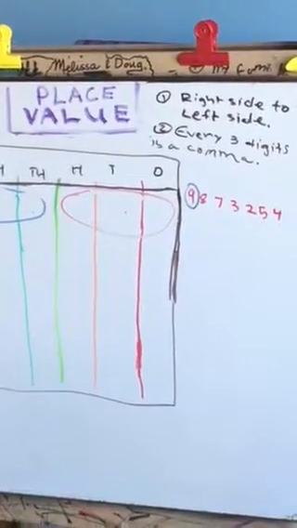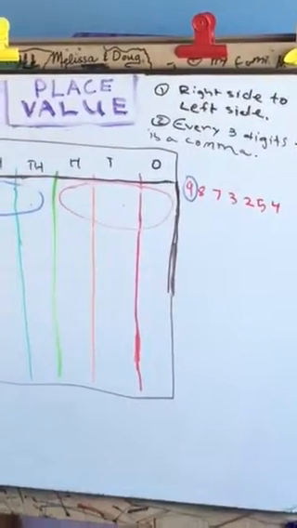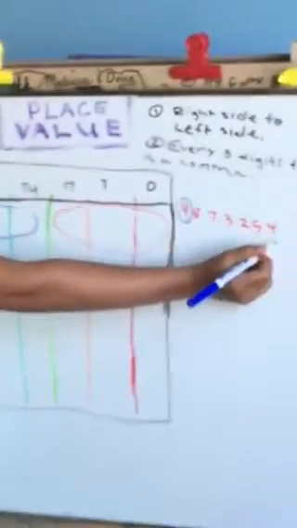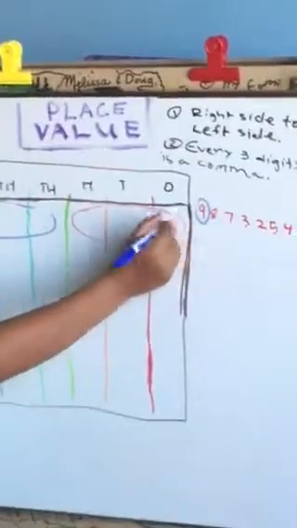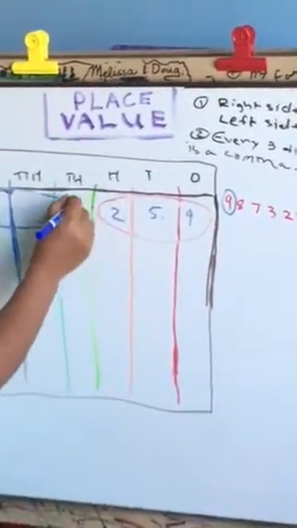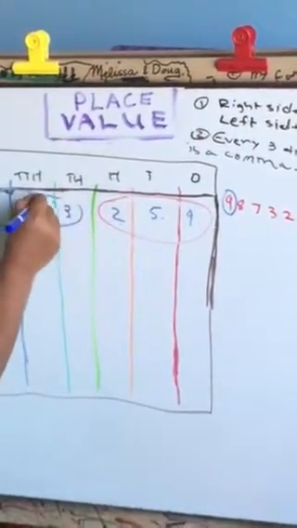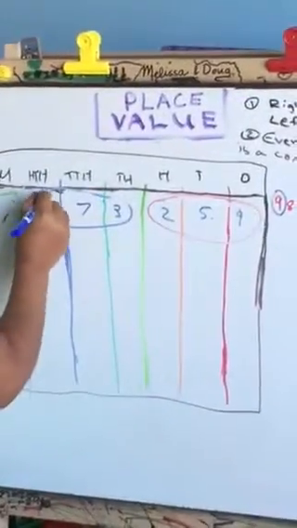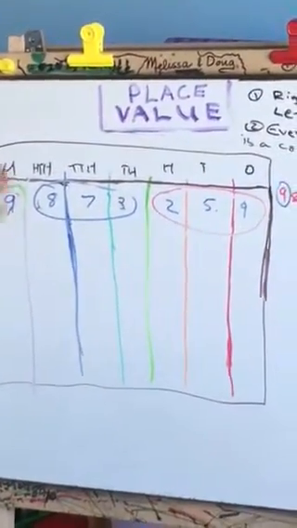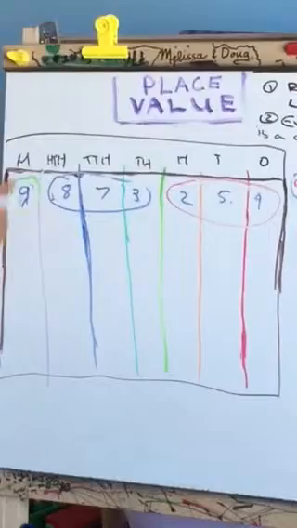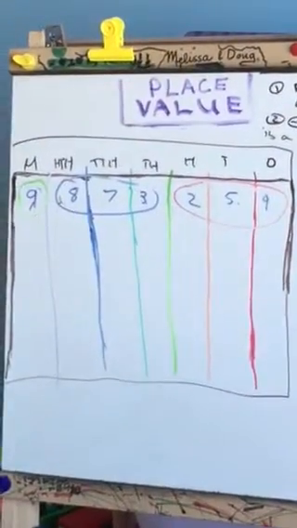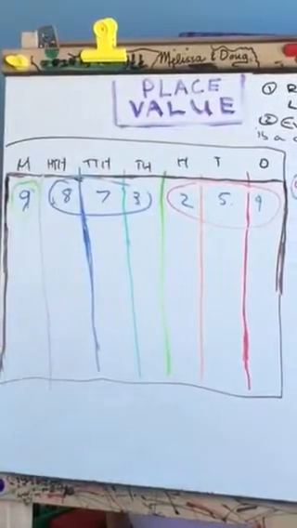Now, if you don't know the place values by heart, it's totally okay. Just use the chart. So we're going to copy it from right to left. So the 4 goes here, the 5 goes here, the 2 goes here, the 3 goes here, the 7 goes here, the 8 goes here, and the 9 goes here. So if you look, the 9 is in the millions column, right? So the 9 is in the millions column. So that means the 9 represents 9 million.